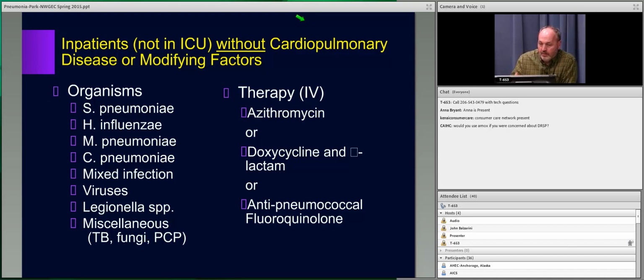Okay? The fluoroquinolone will kill the pneumococcus and the mycoplasma and the chlamydia and the legionella. And so it's actually not a bad choice.